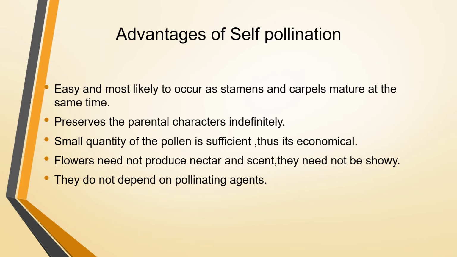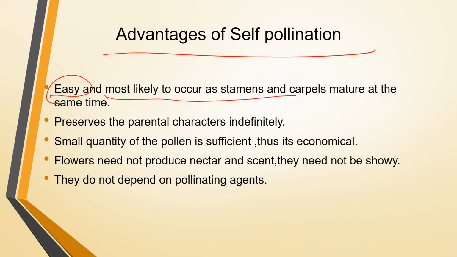Now, the advantages of self-pollination. We should know how self-pollination is helping us. It is very easy, and it is most likely to occur when the stamens and carpels are maturing at the same time. All the parental features are preserved. The flowers will look the same as the parents. So it preserves the parental character indefinitely.